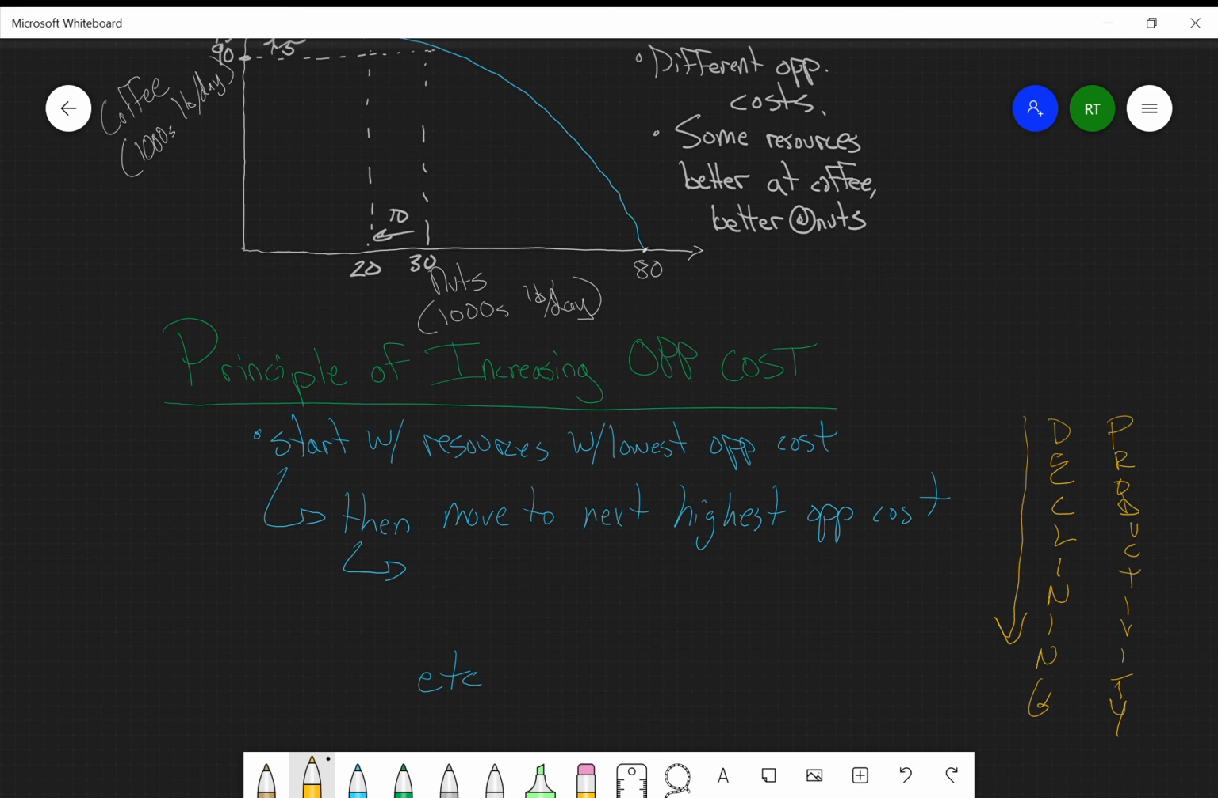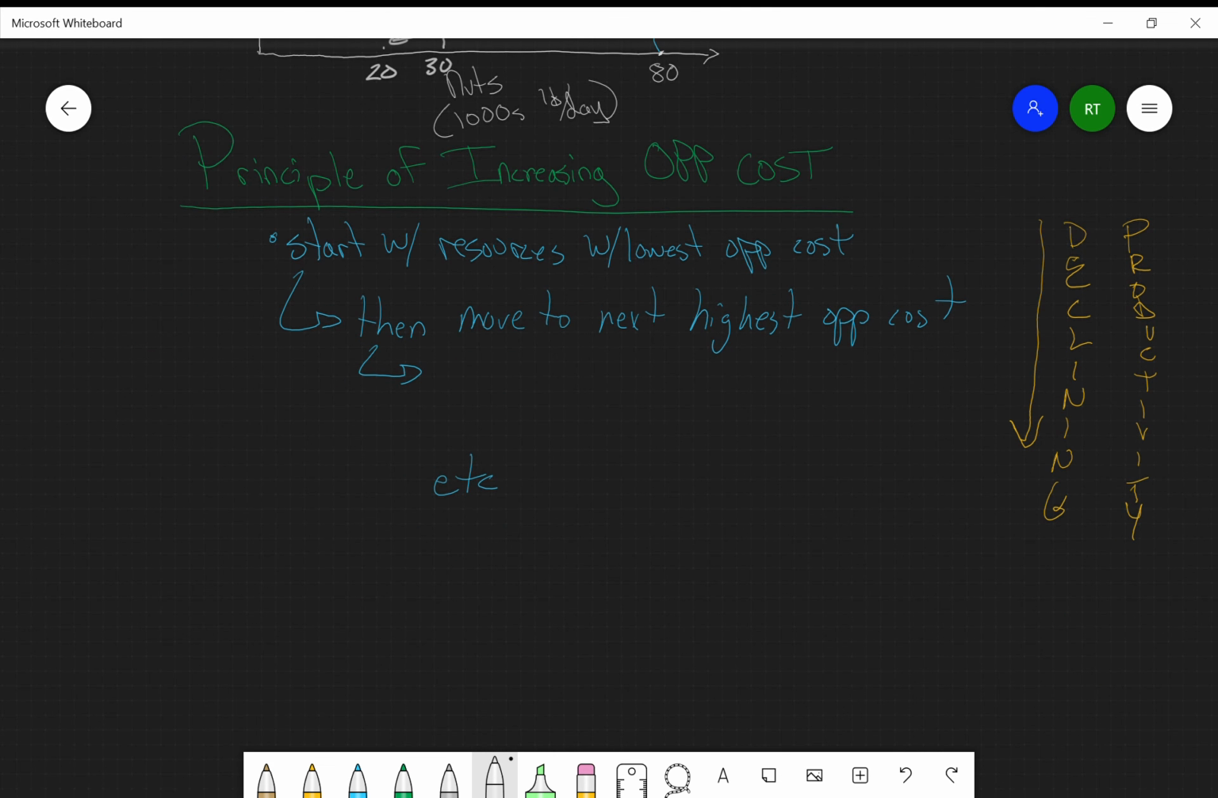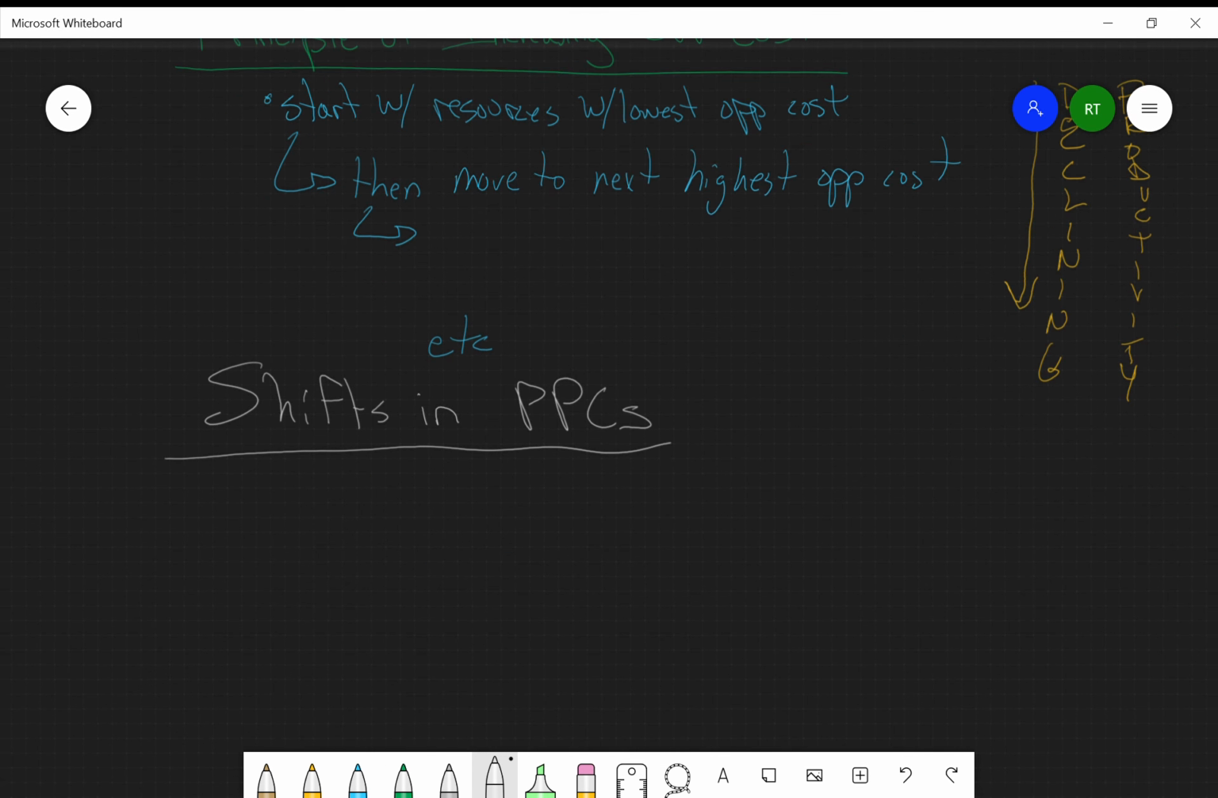So we will have some shifts in the production possibility curve that tell us different things that are happening. So the first shift that we'll talk about is a neutral technological or technical improvement. So a neutral improvement is going to increase both the production of coffee and nuts, both exactly the same.